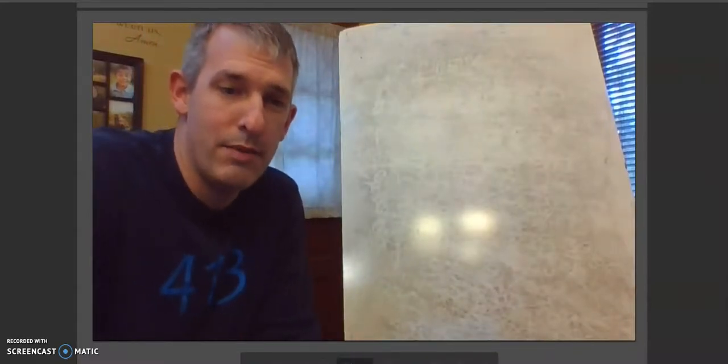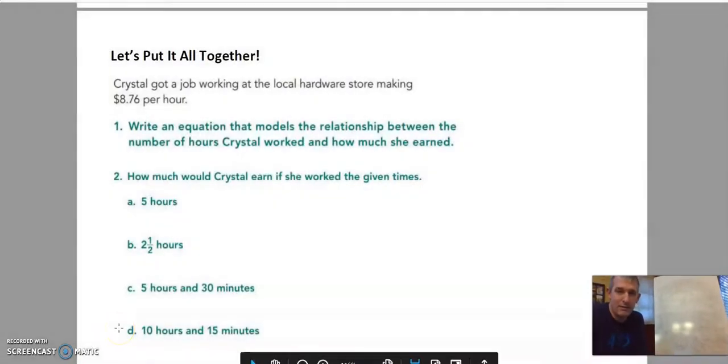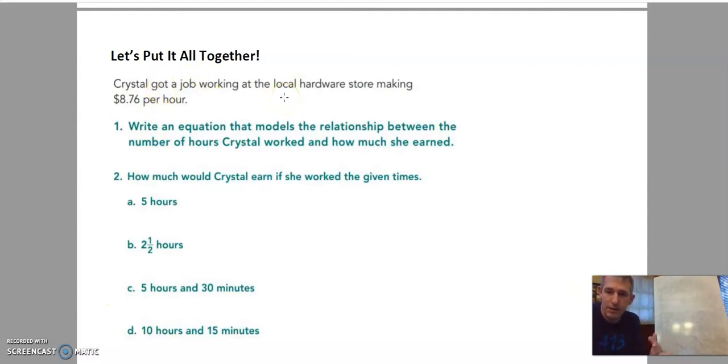We are on page 3 of the packet for this week. This is what I'm seeing. It says, let's put it all together. Again, we've been working with independent and dependent quantities. We've been looking at graphing and graphs and how they relate to changing quantities. Today we get a situation, and then we need to figure out independent and dependent quantities, make an equation, and use that equation to solve some problems. Okay, so here we go.